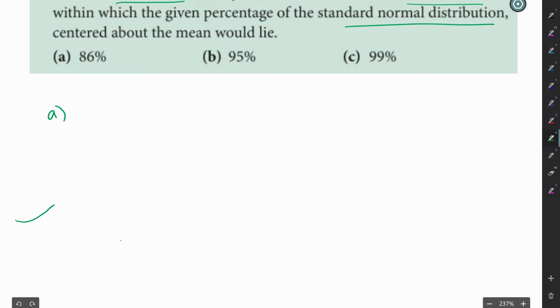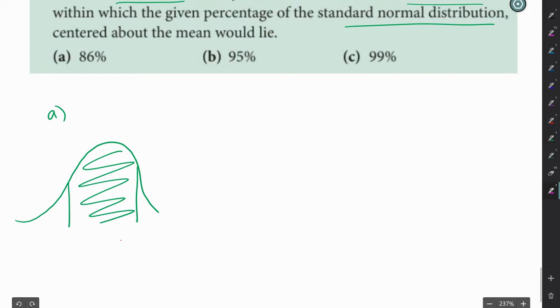So we're talking 86%. That 86% would be everything in here, which is 0.86. If we do 1 minus 0.86, we have 0.14 left over for the outside pieces. So each of these is going to be half of the 0.14, so each is 0.07. What we're looking for is the number at this right boundary. Because this is symmetric, the number at the left boundary will just be the opposite.